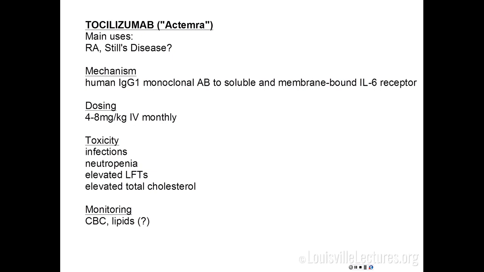So tocilizumab is indicated for rheumatoid arthritis. It's an IL-6 blocking drug. It's a human antibody to IL-6, and IL-6 is like TNF. It's a key cytokine in rheumatoid arthritis. So its main use is rheumatoid arthritis. It also is used, I don't think it's indicated for Still's disease, either in kids or in adults.